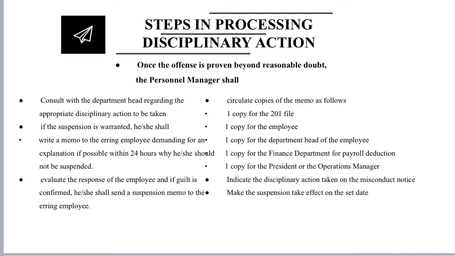Circulate copies of the memo as follows: one copy for the 201 file, one copy for the employee, one copy for the department head of the employee, one copy for the finance department for payroll deduction, and one copy for the president or the operation manager. Then indicate the disciplinary action taken on the misconduct notice. Make the suspension take effect on the said date.